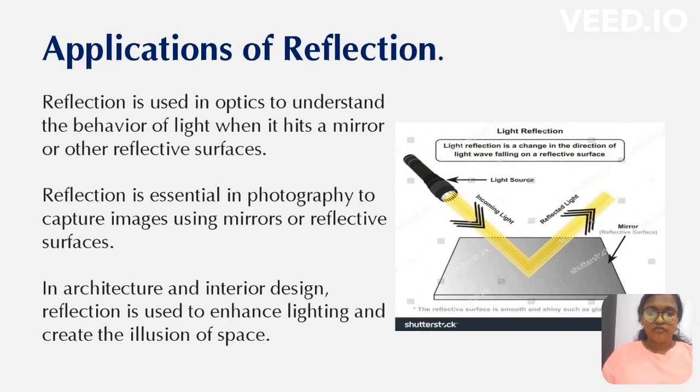So, application of reflection. Reflection is used in optics to understand the behavior of light when it hits a mirror or other reflective surfaces. Reflection is essential in photography to capture images using mirrors or reflective surfaces. In architecture and interior design, reflection is used to enhance the lighting and create the illusion of space.